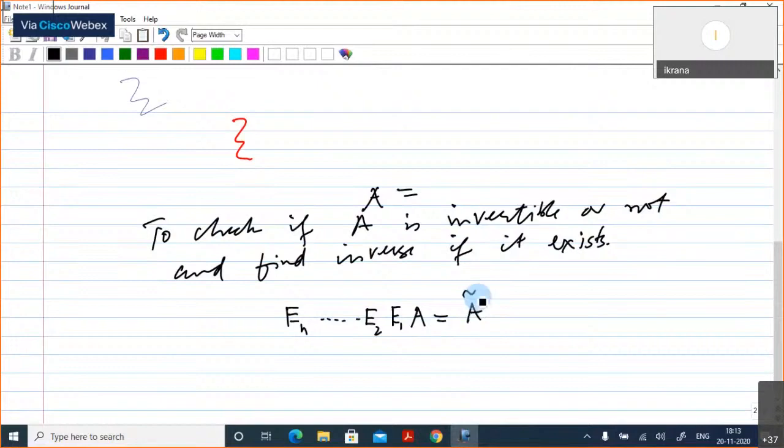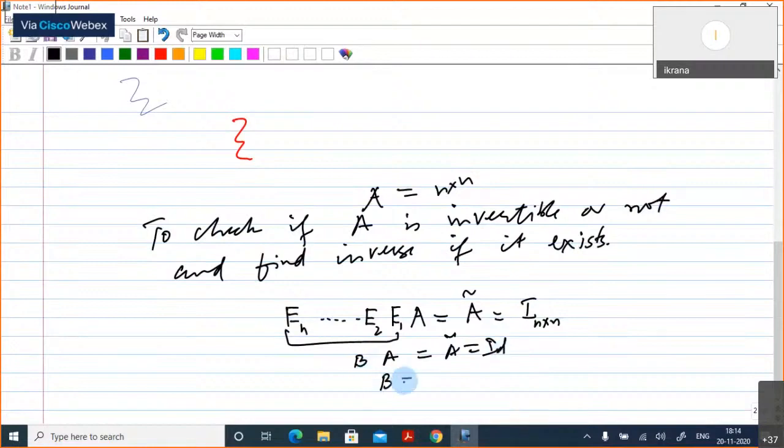Let us call the reduced row equivalent form A tilde. What does it look like? If A is going to be invertible, just now we saw that its reduced row equivalent form should be identity of the same order. If A is n cross n, then it should be the n cross n identity matrix. So if I call the product of the elementary matrices B, then B times A is equal to A tilde, which is equal to identity. That means this B is equal to A inverse.